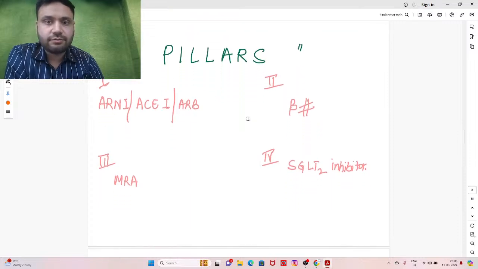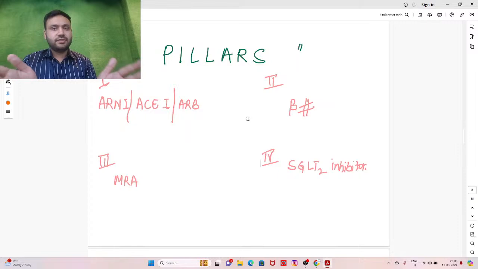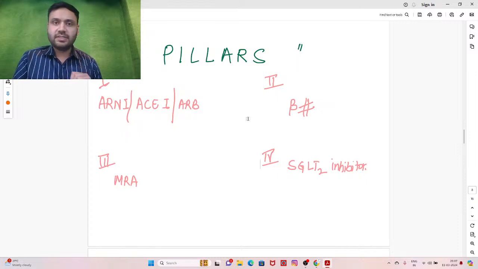And I think it's the end of chronic heart failure for all of you guys. And remember, if you didn't remember anything in this video, remember these four pillars. The first pillar is angiotensin receptor neprilysin inhibitors. In the same pillar are ACE inhibitors. And the third part of the first pillar is ARBs, that is angiotensin receptor blockers. The second pillar is beta blockers. And the third pillar is mineralocorticoid receptor antagonists. And the fourth pillar is SGLT2 inhibitors, right?